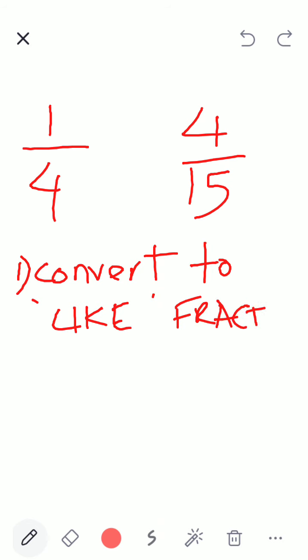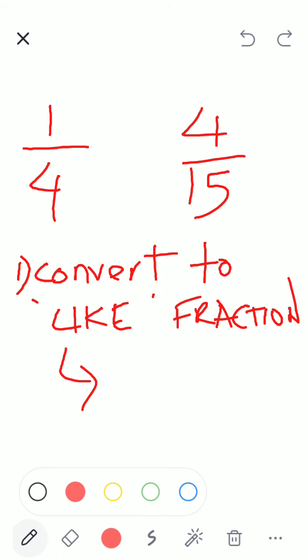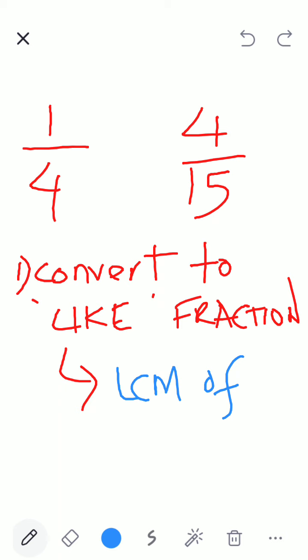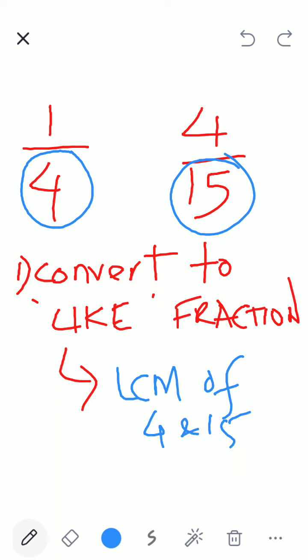How will you convert to like fractions? By doing LCM. You have to find the LCM of 4 and 15, of the denominators. We have to make the denominator the same. Like fraction means the denominator is the same. So I will find the LCM of 4 and 15. What is the LCM of 4 and 15? 60. So now I know the denominator has to become 60.